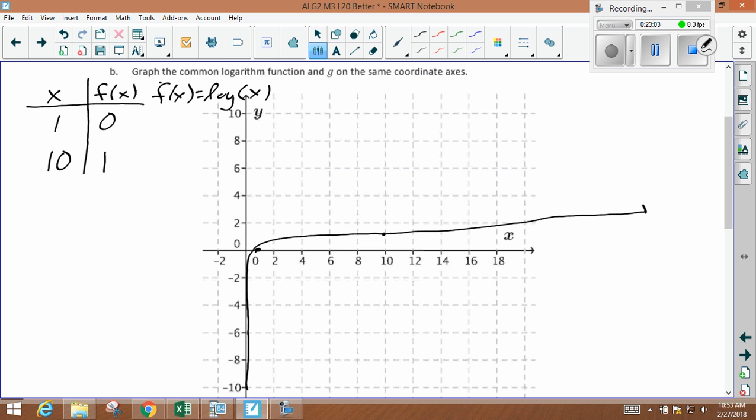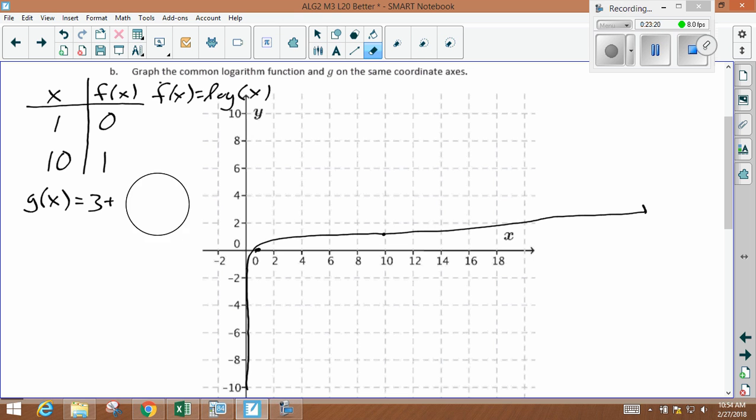So I can make a sketch of the graph with just those 2 points, because I know what the graph looks like. Let's go ahead, and if g of x is 3 plus 2 log of x minus 2. Let's graph this by hand, okay?